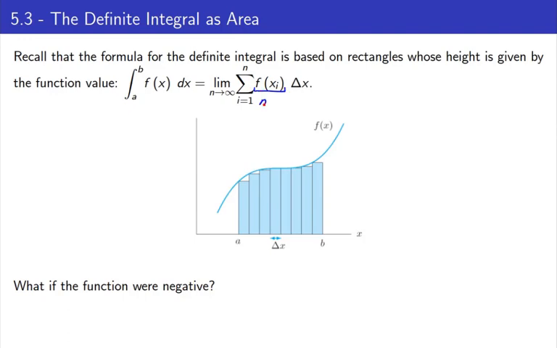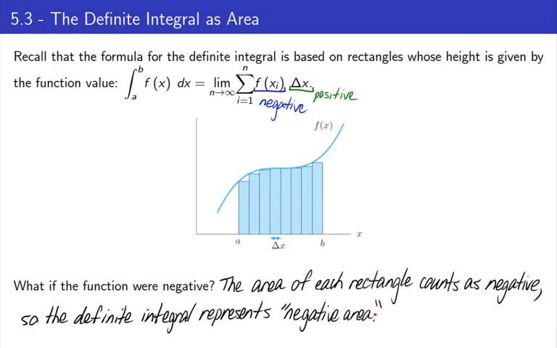If the function were negative, this value would be a negative number. But delta x is the width of the rectangle. That's always positive. So when we multiply the function times the delta x, that's a negative number times a positive number, and so I'm going to get a negative number associated with one of these rectangles. What that really means is when the function is negative, I'm really still talking about area, but I count the area as a negative number. So let's write this down. The area of each rectangle counts as negative, so the definite integral represents this negative area, if you will. And we'll take a look at that in our next slide.